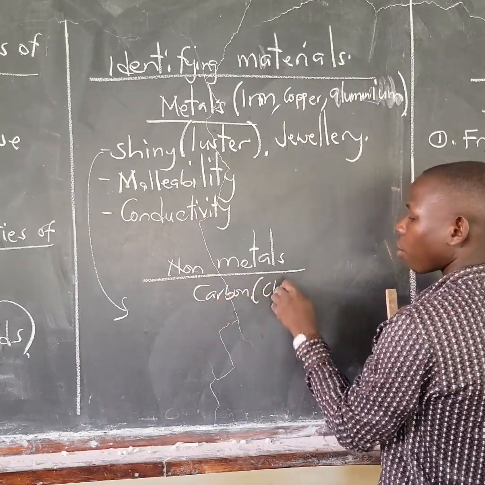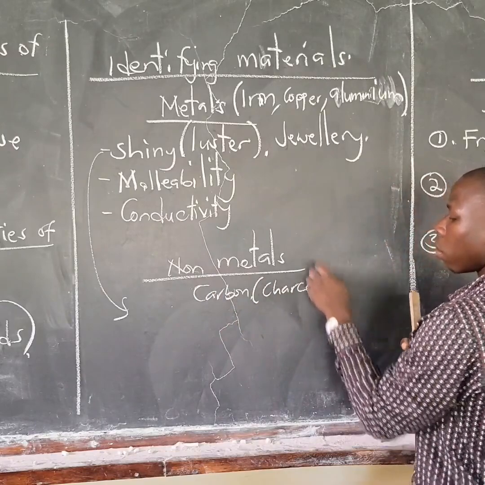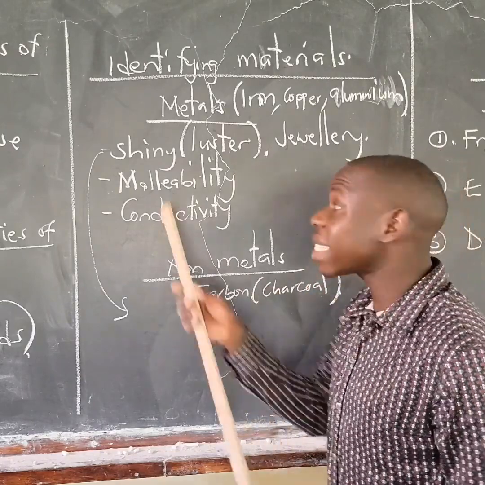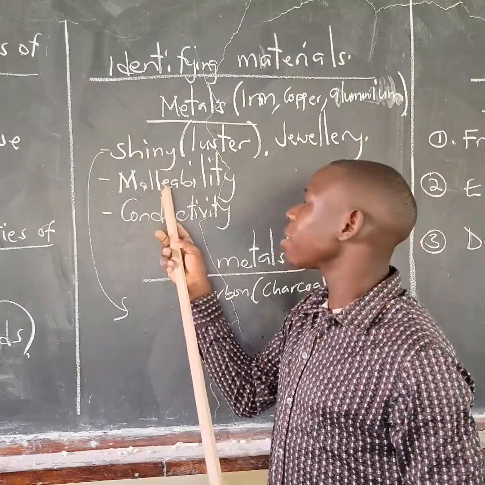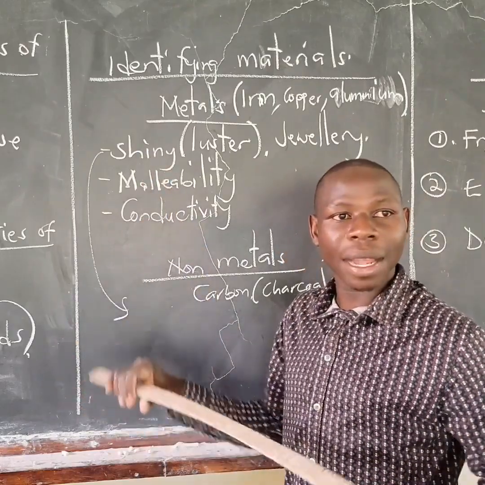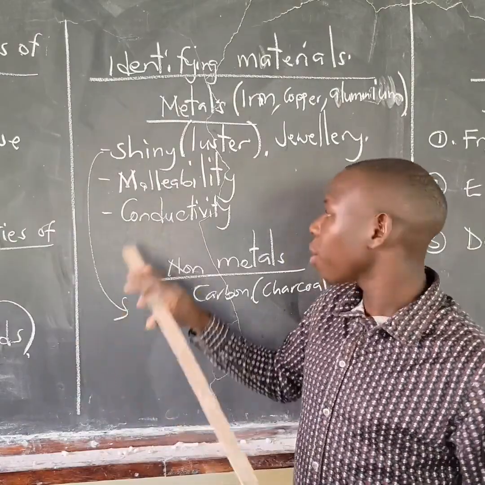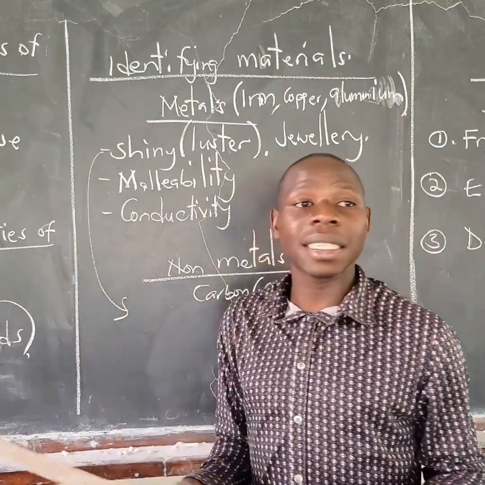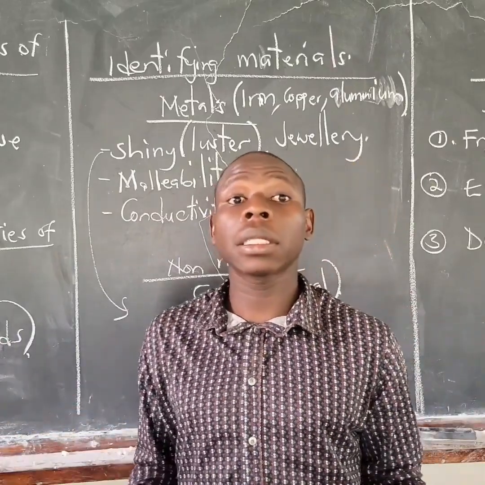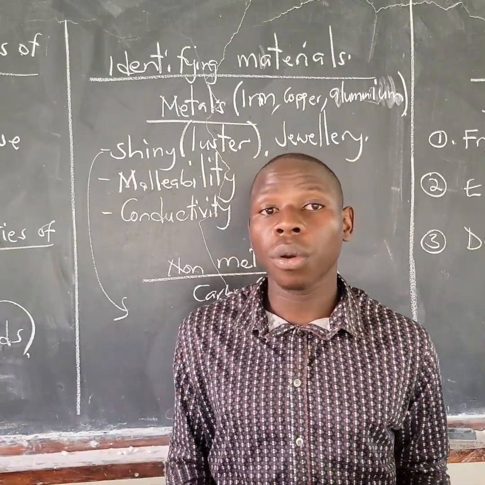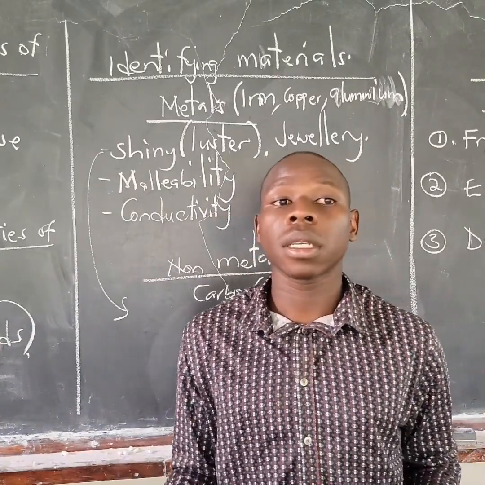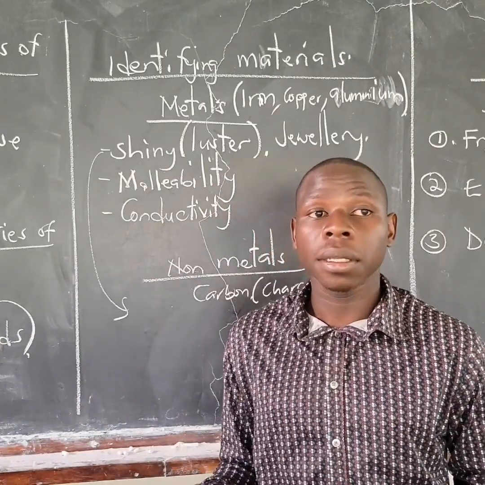For example, chalk. If you get chalk, is it shiny? Is it malleable? You can bend it into another shape without it breaking. Can it conduct if you connect it to a circuit? Can the bulb give light? Or if you connect it to a heat source, can you feel the heat?